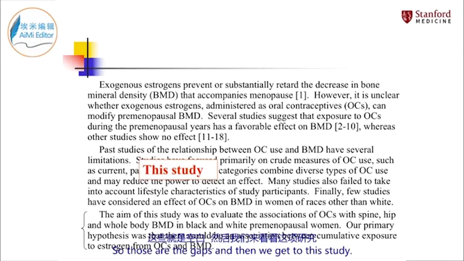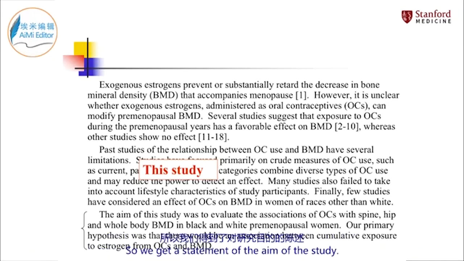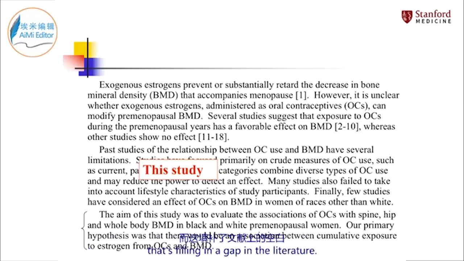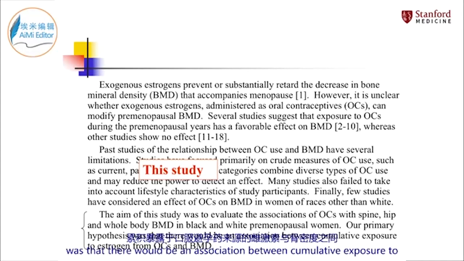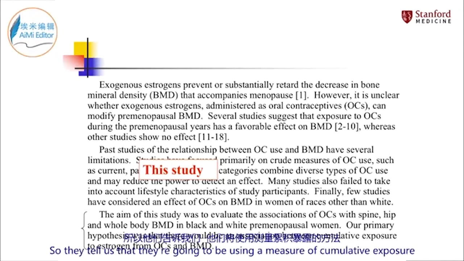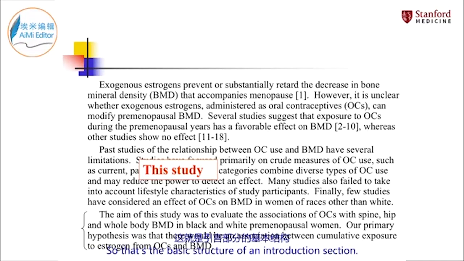And then we get to this study. The aim of this study was to evaluate the associations of oral contraceptives with spine, hip, and whole body BMD in Black and white premenopausal women. So we get a statement of the aim of the study. Notice that we're including both Black and white premenopausal women. That's filling in a gap in the literature. Our primary hypothesis, we get a hypothesis statement here, was that there would be an association between cumulative exposure to estrogen from oral contraceptives and bone mineral density. So they tell us that they're going to be using a measure of cumulative exposure rather than just a simple ever-never use of oral contraceptives. So that's the basic structure of an introduction section.